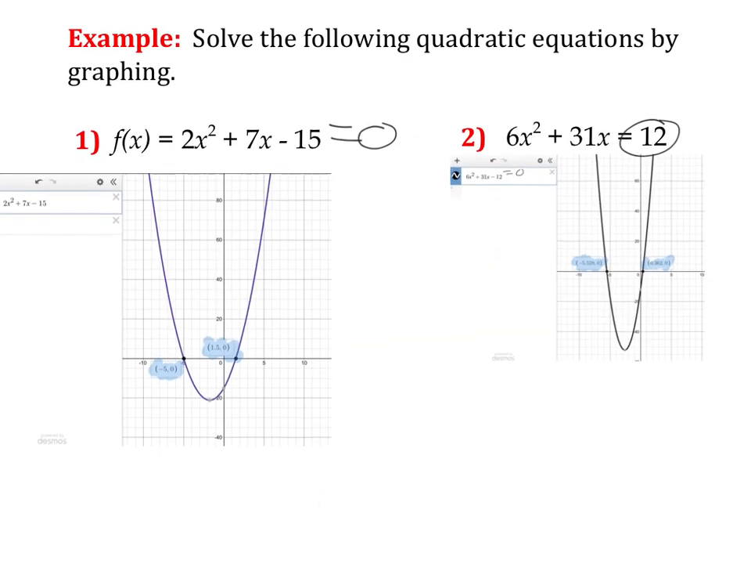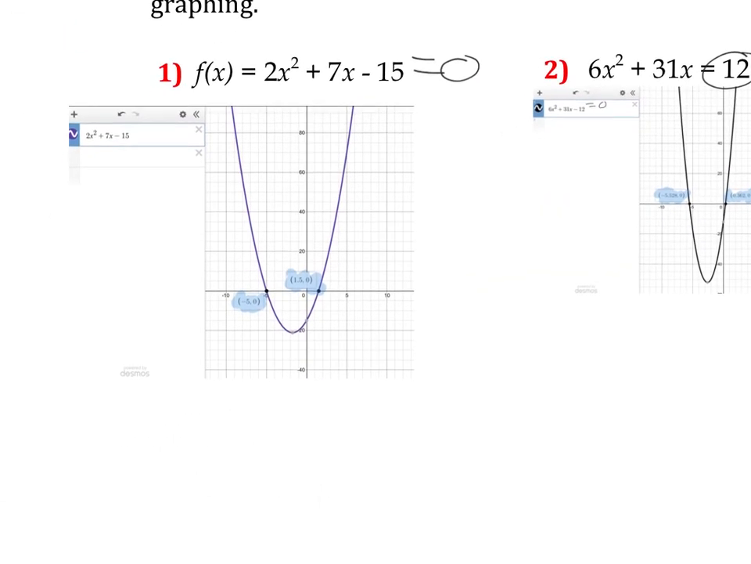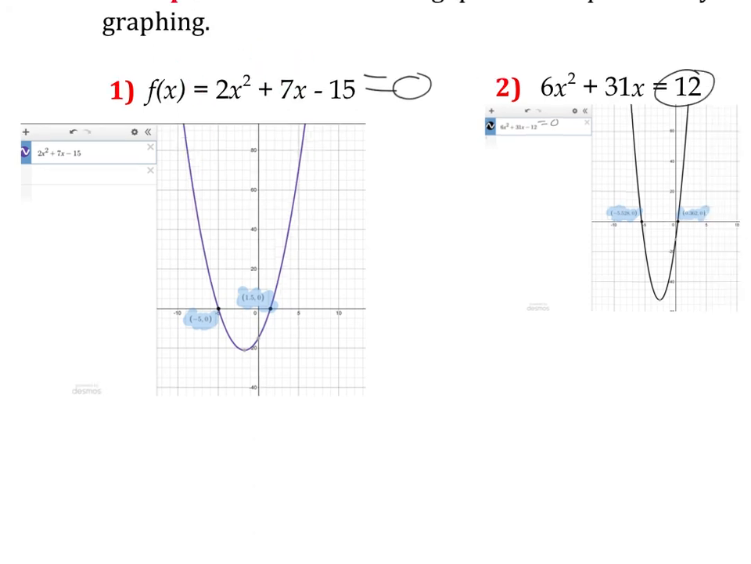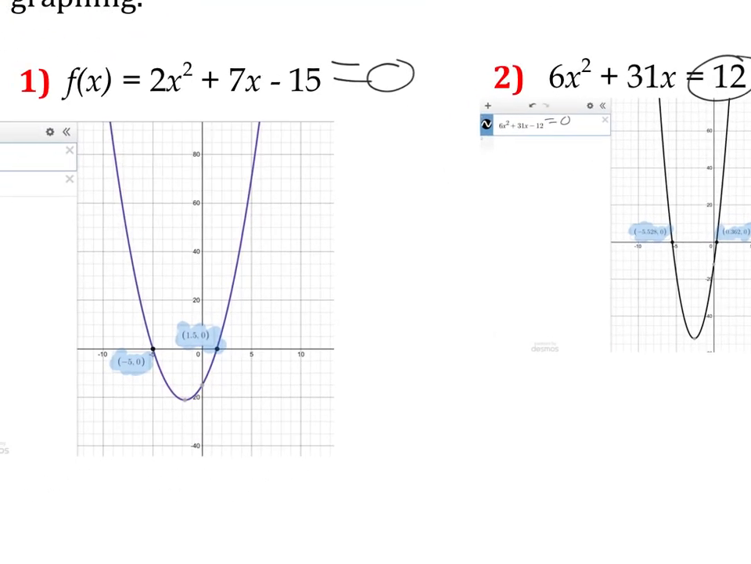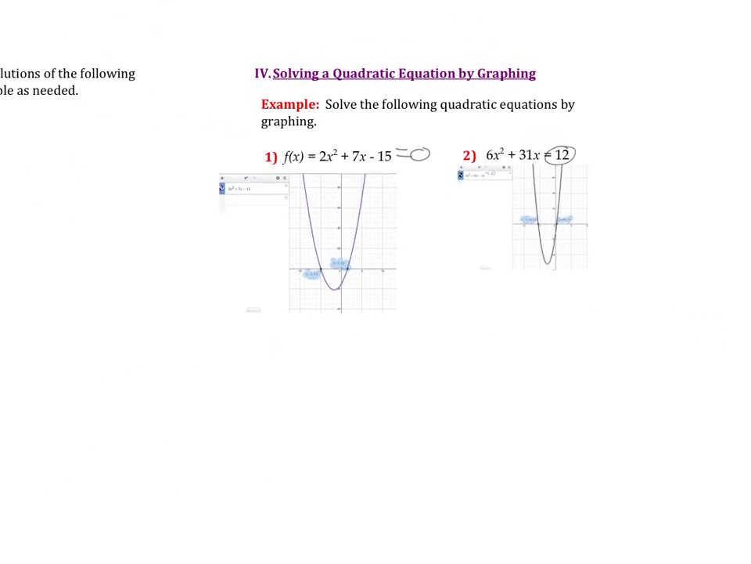On the first equation, since these are nice clean values, right? 1.5 is really 3 halves. It's a rational number. That tells me that if I really wanted to factor this out, I could factor it out in order to get my solutions. But now that we have Desmos, we can punch these into a graph and just see where it hits the x-axis and move on with our lives.